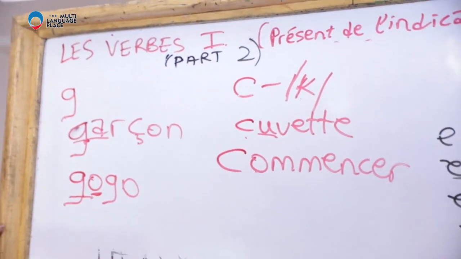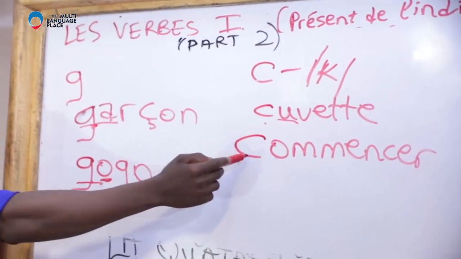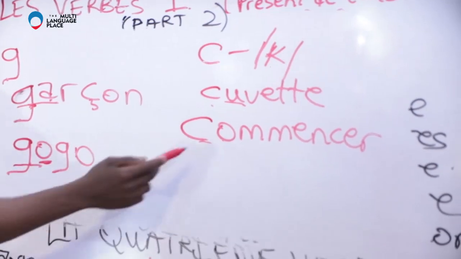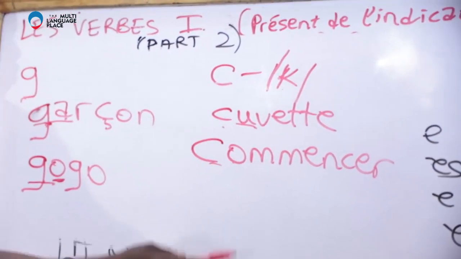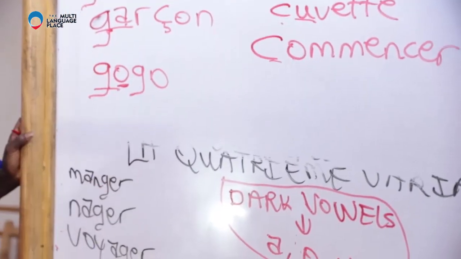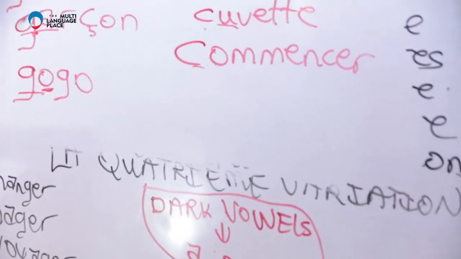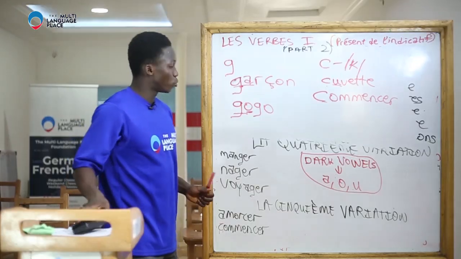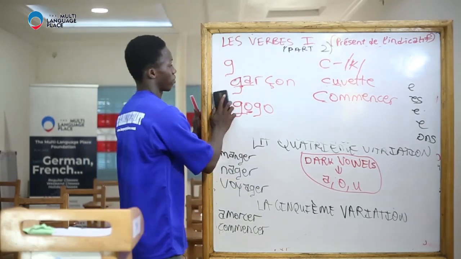O is a dark vowel, so we pronounce this as commencer and not semencer. Dark vowels make us pronounce C as K and G as G. Très bien. Now let's move on to the fourth variation.